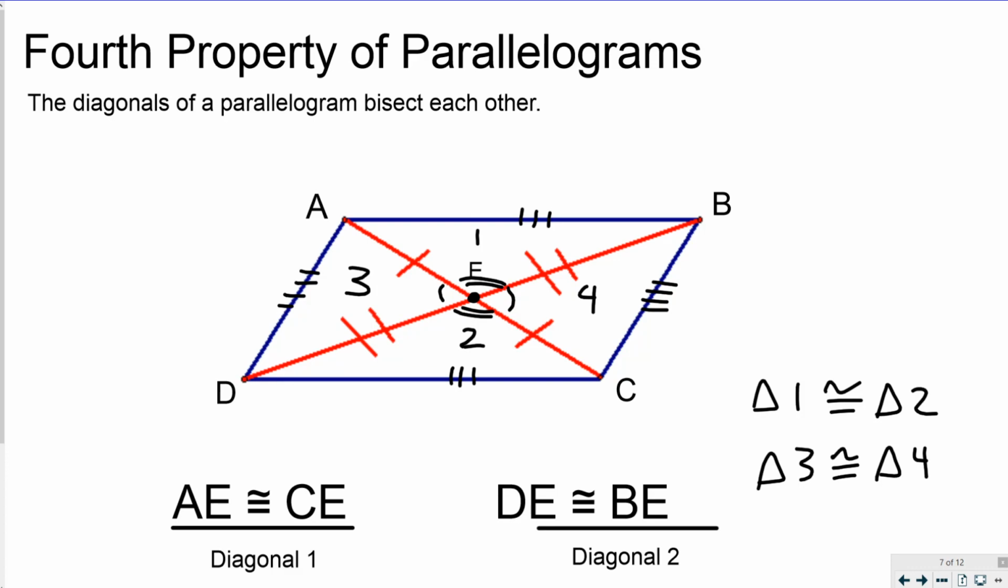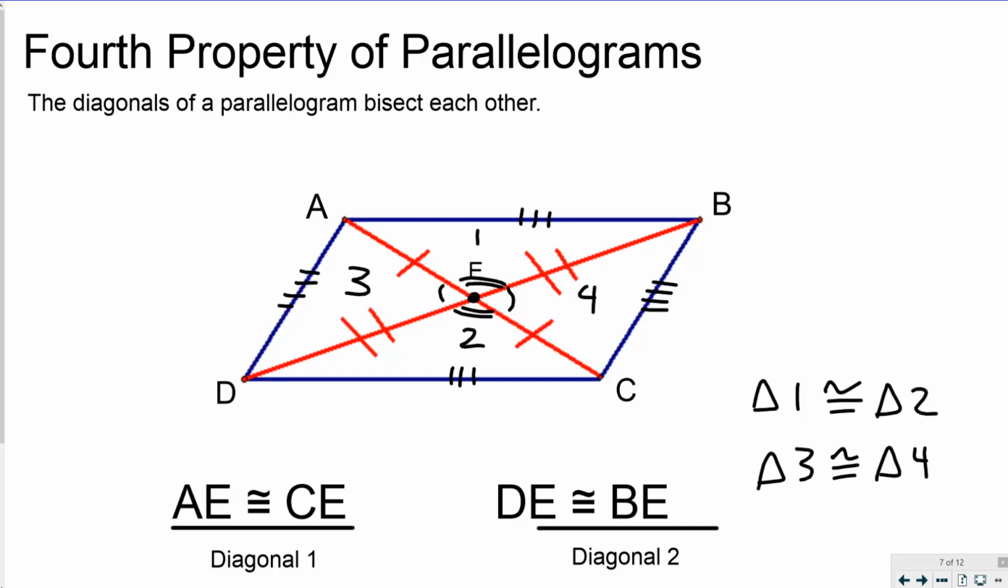And finally, the diagonals of a parallelogram bisect each other, meaning they cut each other into two equal parts. So, in addition, they create some congruent angles. So you can see between this triangle 3 and this triangle 4, those angles are congruent. And in triangle 1 and triangle 2, those angles are congruent.